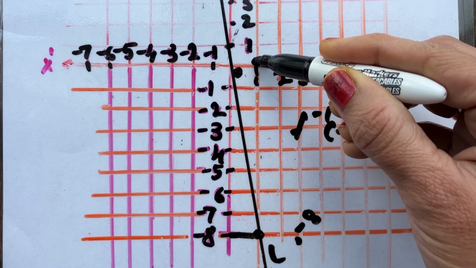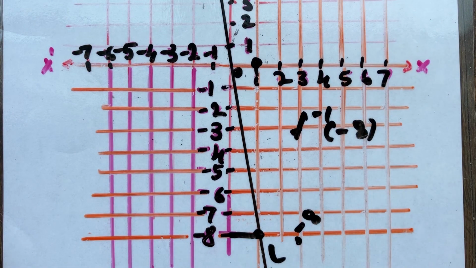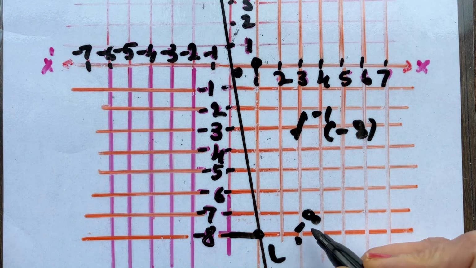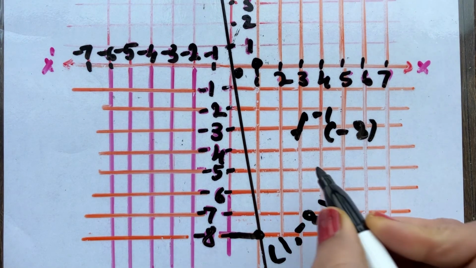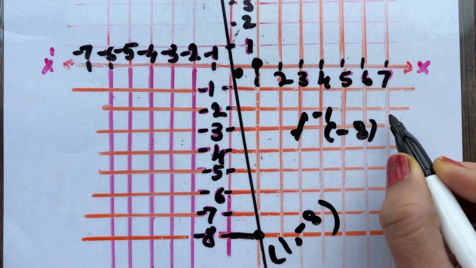So the possible input is 1. So for negative 8, that is for the output, our input is 1. Therefore, our inverse function f inverse of negative 8 is 1.